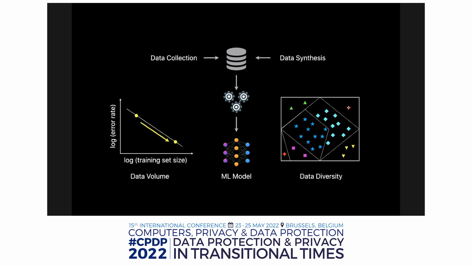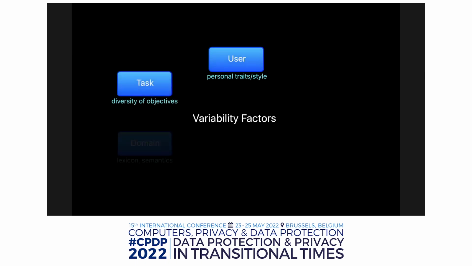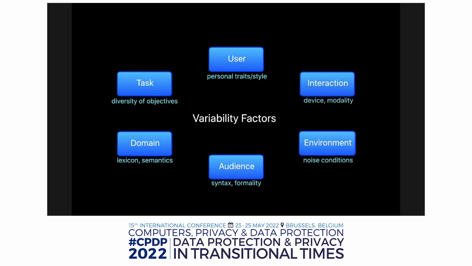The last aspect is particularly interesting because, of course, there are many variability factors that underlie data diversity. For example, the personal style of the users, the particular task being addressed, the semantics of the domain, the level of formality expected by the audience, the ambient noise conditions, the circumstances of the interactions, and so on and so forth. The list is long.